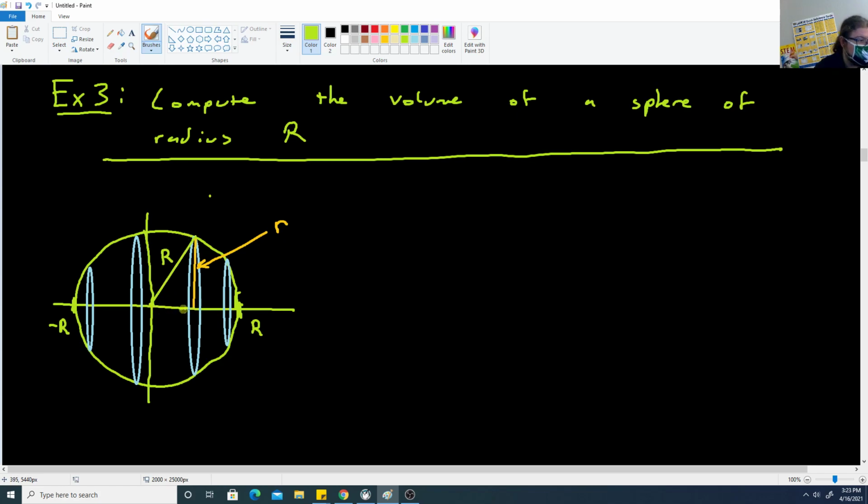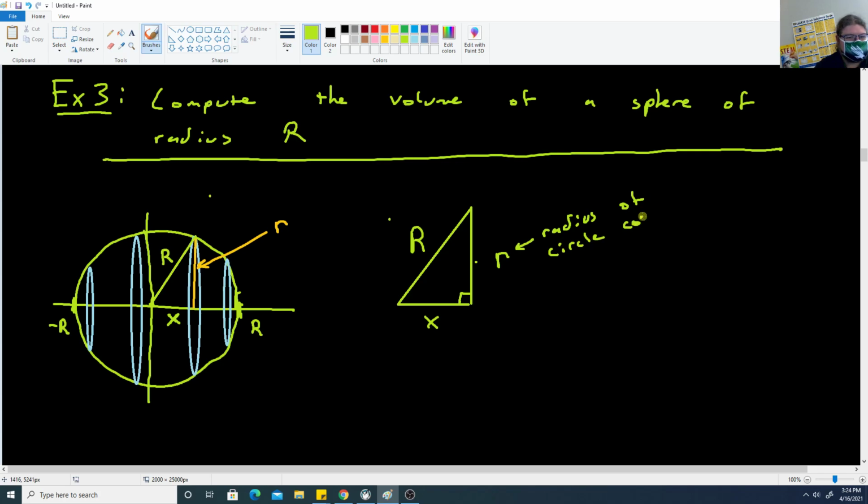The distance this is over, this would be x units over. We're going to try to use this triangle here, so let's try to draw that triangle. We say, okay, you would be at an x value of x, your height would be little r, and the hypotenuse of this would be capital R. So basically, we've generated a right triangle that's little r, x, and capital R. And little r here, this will be the radius of the circle cross-section.